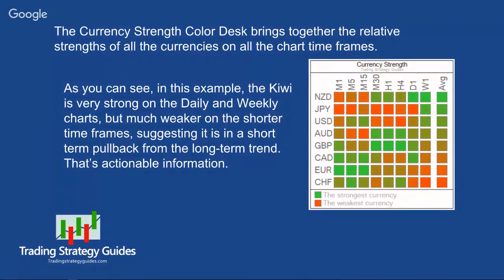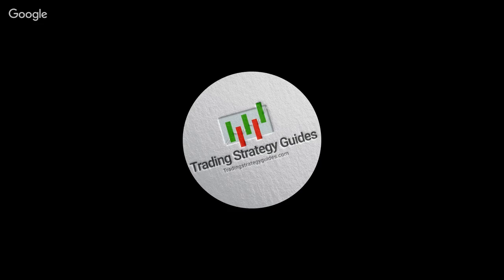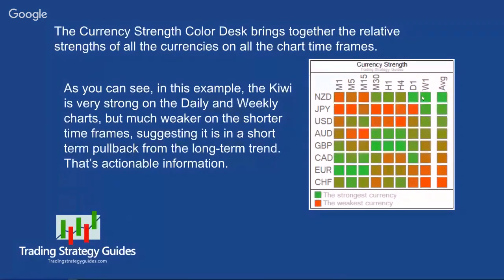In this example, the Kiwi is the strongest on the board. You can see that it's very strong on the daily and the weekly charts, and it's a whole lot weaker on the other charts. And this suggests that the Kiwi is in a long-term uptrend, but it's probably pulled back in the last hour or so. And you'd have to look at the chart to know if it's at the beginning of the pullback or the end of the pullback. But if you watch this on a regular basis, then you'll know exactly where it is.